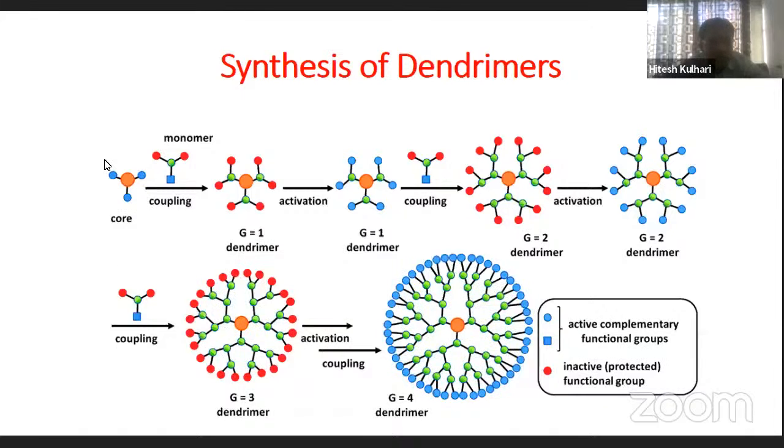So we start from the core and then attach one monomer unit on its surface, and then we activate the surface and again attach that molecule. By this repeated addition of monomer units to the central core, it will form a dendritic structure, a branch structure, and this branch structure will take a globular shape as the size increases. For example, if we take the polyamidoamine dendrimer, the G4 PAMAM dendrimer has a size of about 5 nanometers. So this is how the dendrimer can be synthesized.